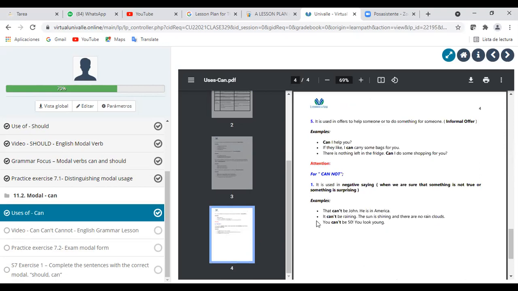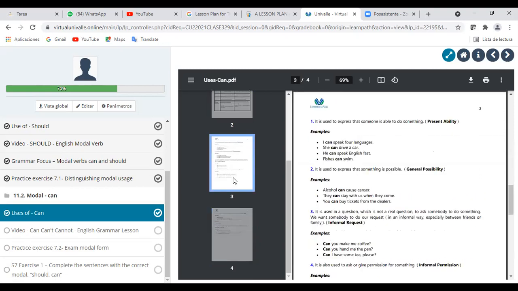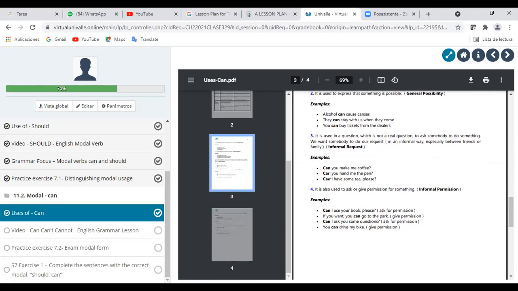Okay. So in here we have some other examples for you to know. Can is basically used to express that someone is able to do something in the present. Also, we use can to express that something is possible, general possibility. And third, it is used in a question which is not a real question, to ask somebody to do something. We want somebody to do our request, let's say, in an informal way between friends or family.